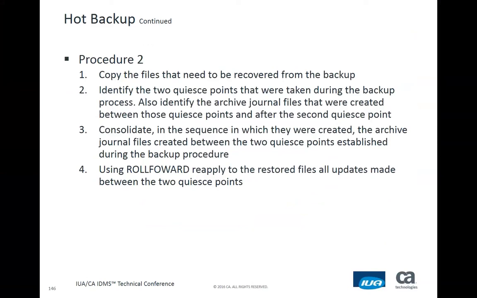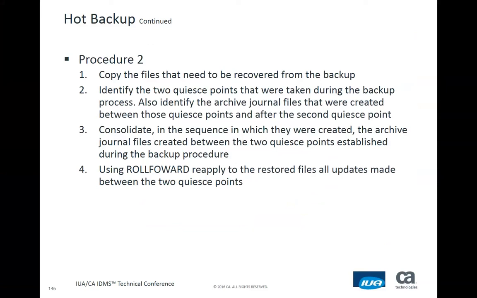Now, procedure 2 is something that I'm going to be able to use if I've used those 2 Quiesce points. So once again, copy the files that need to be recovered from the backup. Now I want to identify the 2 Quiesce points that were taken during the backup process, the one before the backup started and the one that was generated after the completion of the backup. I also want to identify the archive journal files that were created between those Quiesce points and also after the second Quiesce point. So these first 2 steps are pretty much the same as the first 2 steps of procedure number 1.